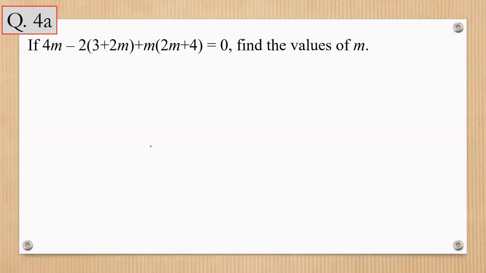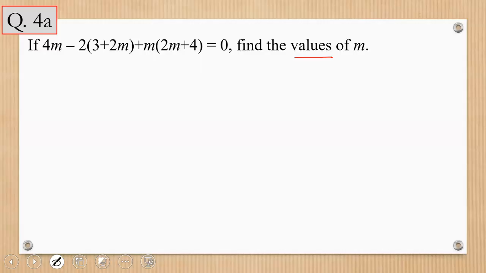If 4m minus 2 into bracket 3 plus 2m plus m into bracket 2m plus 4 is equal to 0, we want to find the values of m. Okay, so this is expansion and simplification.